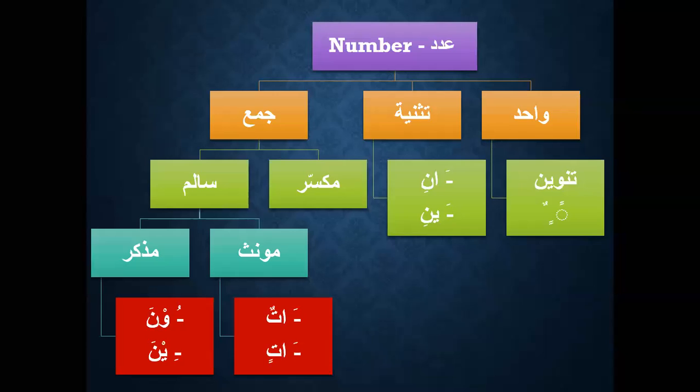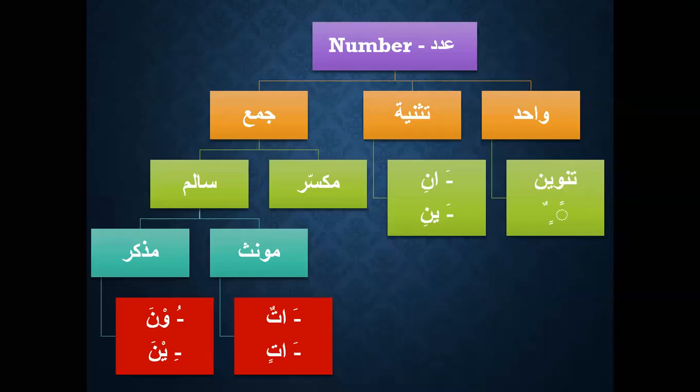And then jama is of two types, mukassar, broken, and salim, sound. Broken plural is when the structure of the word, the noun in this case, is being broken. It's not kept intact. When it's kept intact by some extra addition at the end, it is called salim.